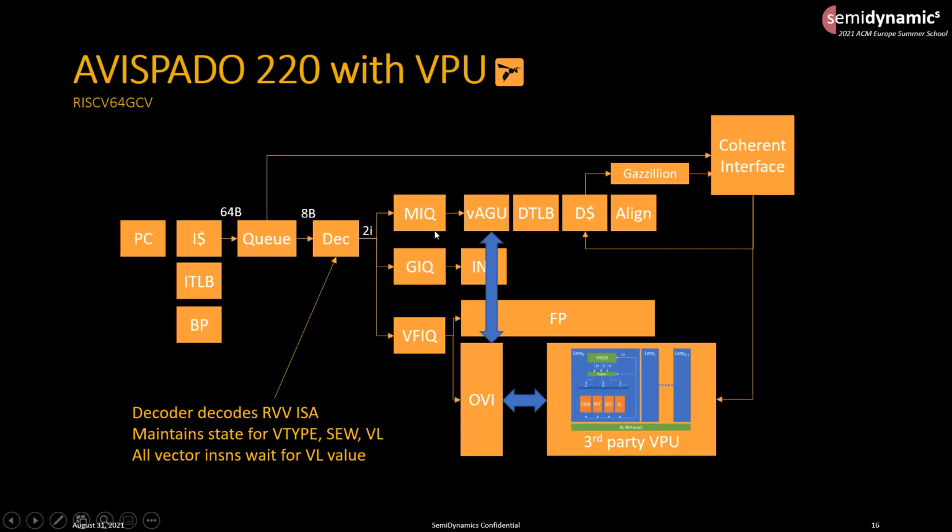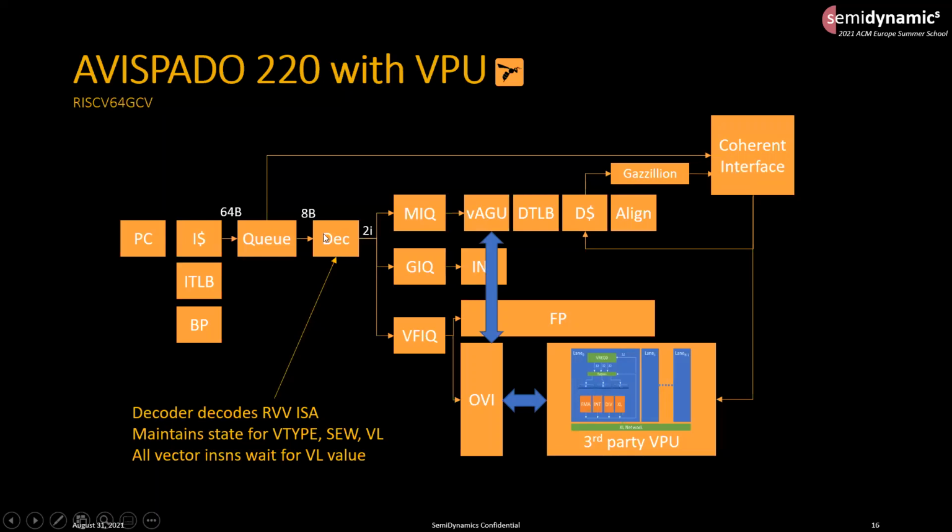Then the other thing we do when we want to connect a third-party vector unit, like the one from the BSC, is we have this interface called the OVI, the Open Vector Interface. I have another slide going into a lot of detail over that. How does this work, right?